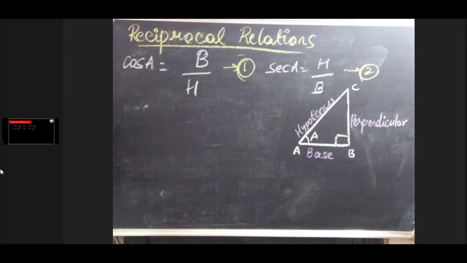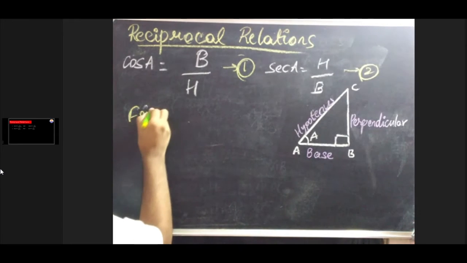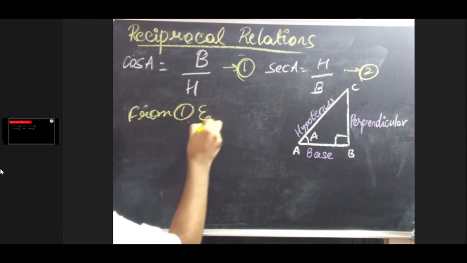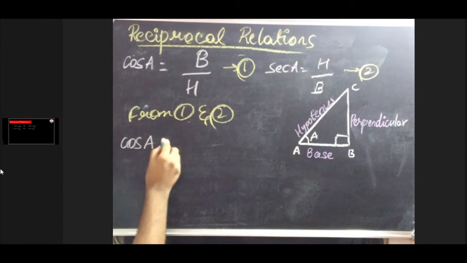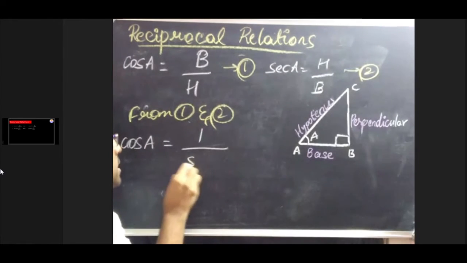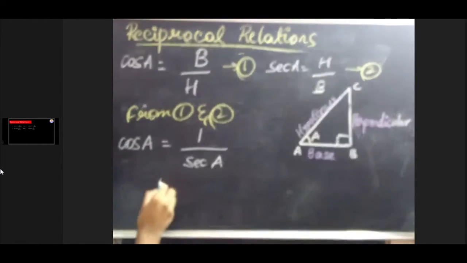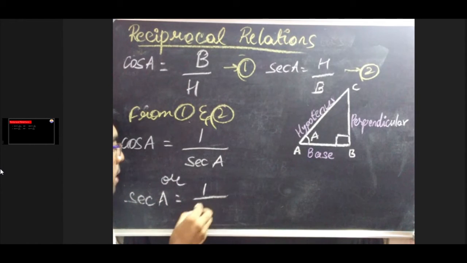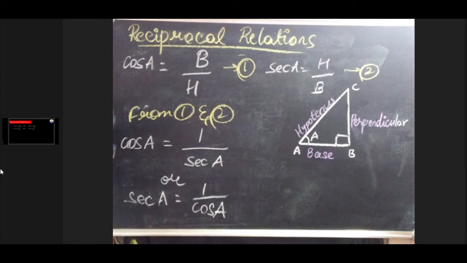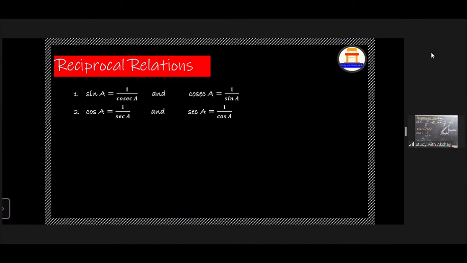So now let's consider from 1 and 2. Cos A can also be represented as 1 by secant A, or the other way around, secant A can also be represented as 1 by cos A. This is the next reciprocal relation. Let's see in the window. Yeah, this is the second reciprocal relation.